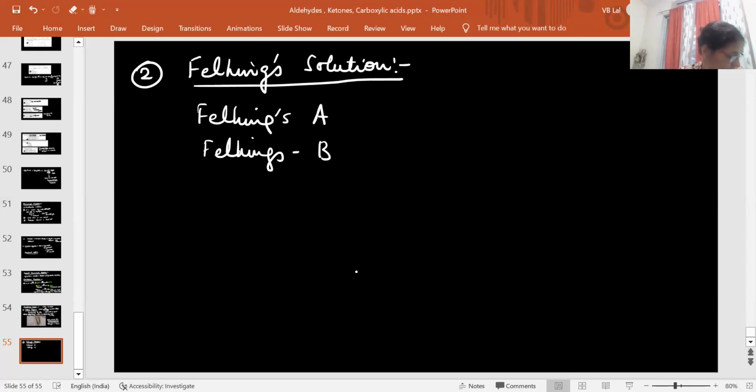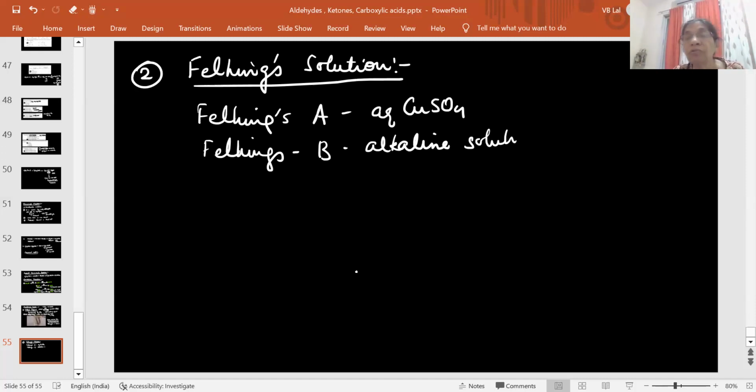Fehling's A is a solution of copper sulfate, aqueous CuSO4 copper sulfate solution. And Fehling's B is an alkaline solution of sodium potassium tartarate, also known as Rochelle's salt.